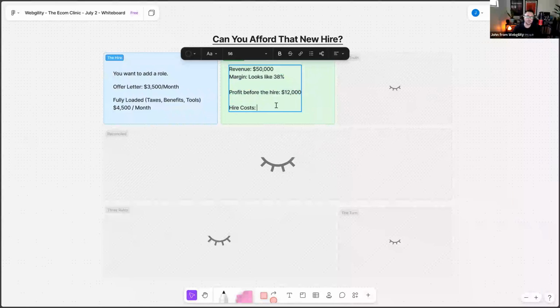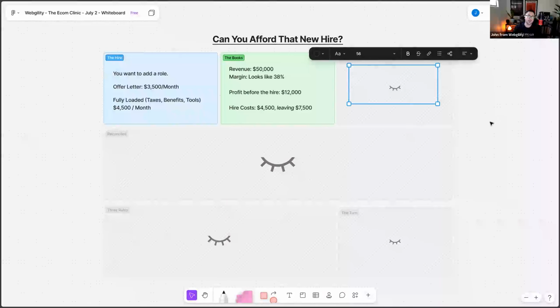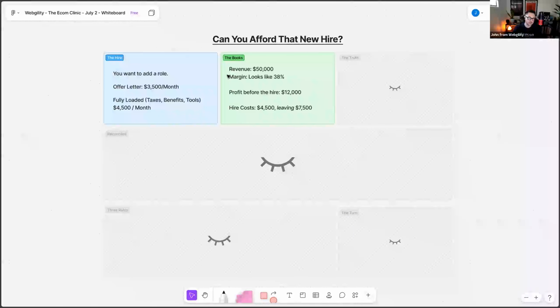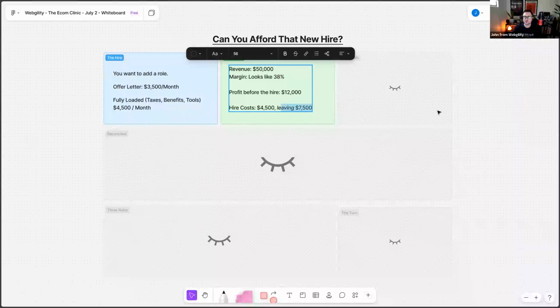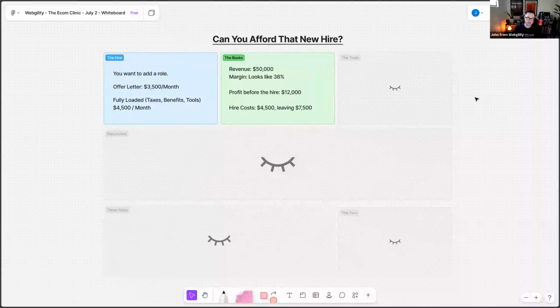Okay. So on paper, judging by what your books say currently, your hire is going to cost, again, $4,500, which leaves about $7,500. And what you might be thinking now, as you look at your revenue, your margin projected, your profit, you might look at that $7,500 and say, that's an easy yes, right? Like I can easily afford this hire. Let's go ahead and pull the trigger on this, right?